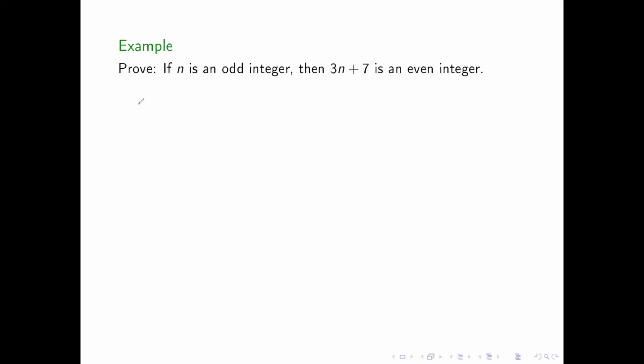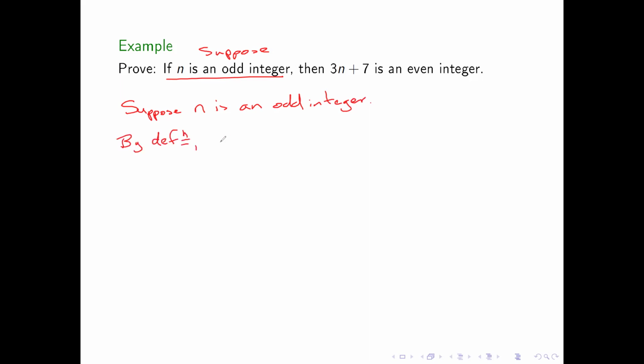Well, the proof of this is going to start with using suppose. I want to suppose that n is an odd integer. Well, by the definition of odd, n has to equal 2k plus 1 for some integer k. I just wrote down the definition, and now let's consider 3n plus 7.